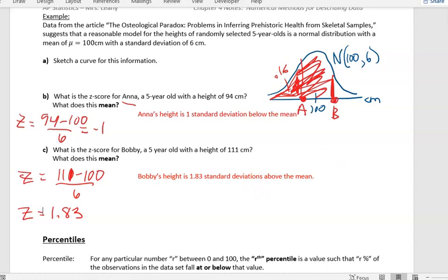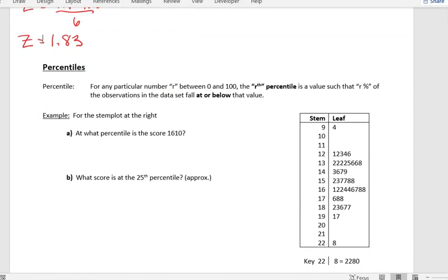So percentiles, again, are a value. The percentile is the particular value where that percentage of values are at or below. In this case, I have a stem and leaf plot here, and I've actually counted ahead of time. There are 44 values in this data set. If I wanted to know at what percentile the score 1610 is, right here, I would need to count through and figure out how many numbers there are.